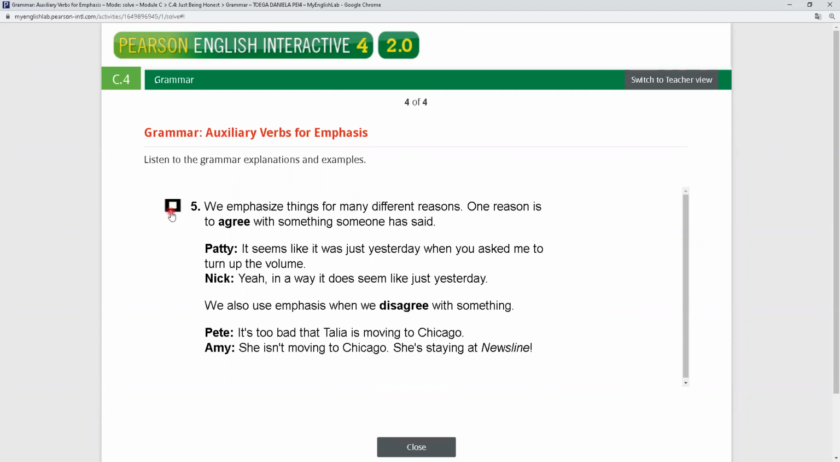All right, and let's finish with number 5. We emphasize things for many different reasons. One reason is to agree with something someone has said. It seems like it was just yesterday when you asked me to turn up the volume. Yeah, in a way, it does seem like just yesterday. We also use emphasis when we disagree with something. It's too bad that Talia is moving to Chicago. She isn't moving to Chicago. She's staying at Newsline.